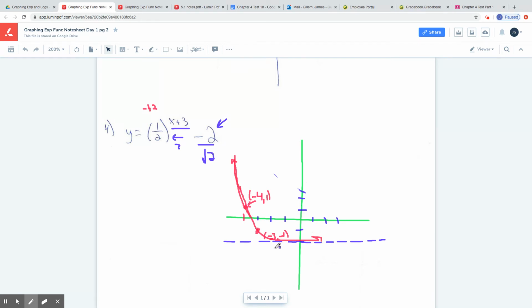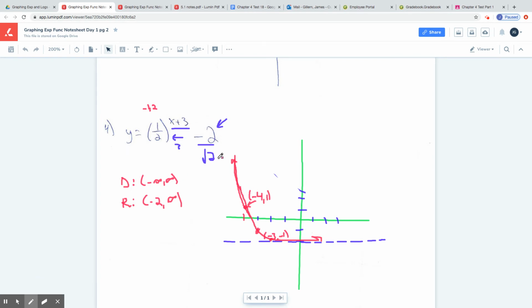All right. If you have these 2 points, great. If you have these 2 points, still good. As long as you have 2 points, you're good to go. Okay. So the domain of this would be -infinity to infinity. Range would be, where's my asymptote? -2 to infinity.